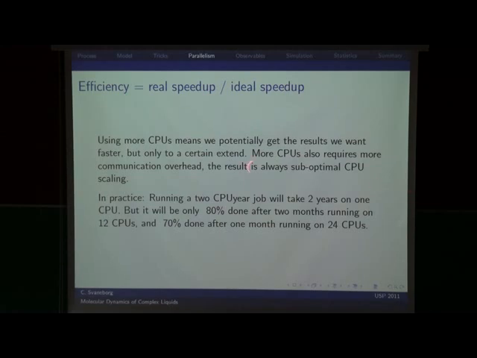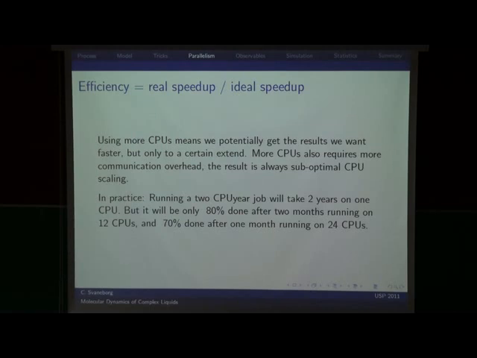And we always get suboptimal CPU scaling, but for a good job, maybe this is 90% of the perfect ideal case. And in that case, we can live with it. So in practice, what does this mean? Well, let's say we have a job. It takes 2 CPU years to run. So this means that it takes 2 years on a single computer, from when you start it to when we get the result.